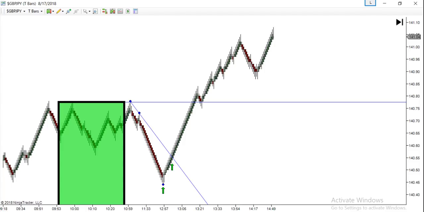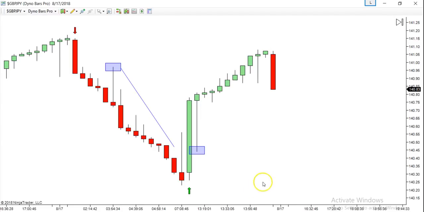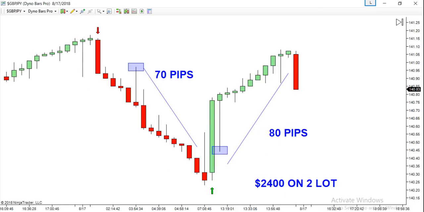So if we flip back to our dyno bars right over here, this short trade right here that I showed you from start to finish, and this long trade right here that I showed you again from start to finish, represents about 150 pips on the day, right? Over $2,000 on a two lot. So are you really telling me that trading is hard? That trading is difficult?